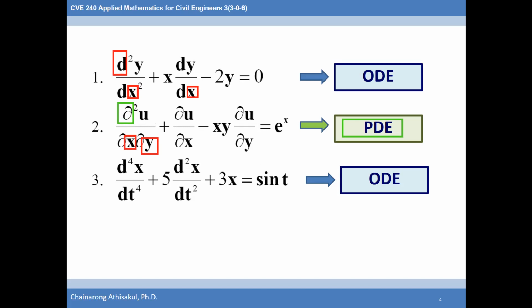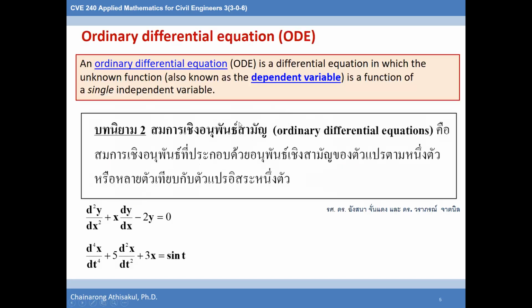And for the last case, we have only one independent variable, that is time. So the derivative term is represented by d by dt. Okay, so we call it an ordinary differential equation, or ODE. And this is the definition.